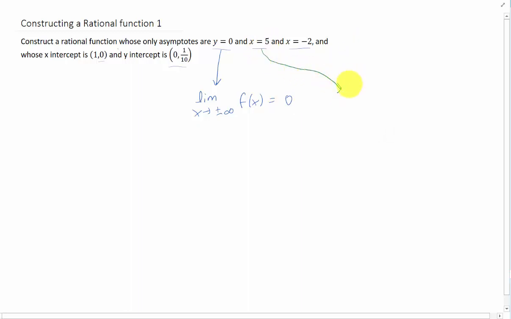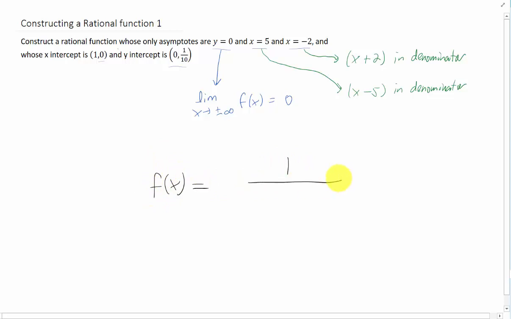x equals 5 is a vertical asymptote, and that tells us that we need to have a factor of x minus 5 in our denominator. The same thing is true for this vertical asymptote, x equals negative 2. We need to have a factor of x plus 2 in our denominator. Okay, maybe this is a good place to start, because we can actually start constructing a function based on that.